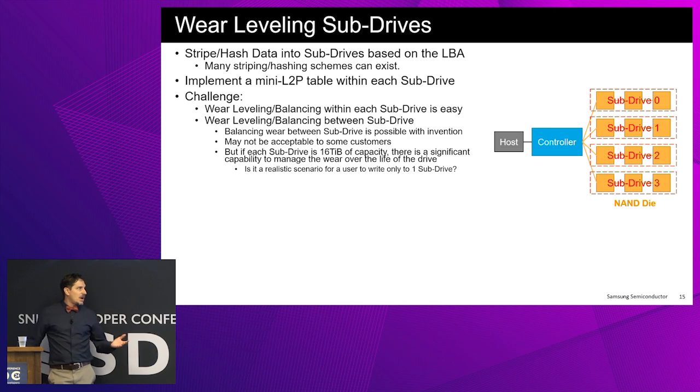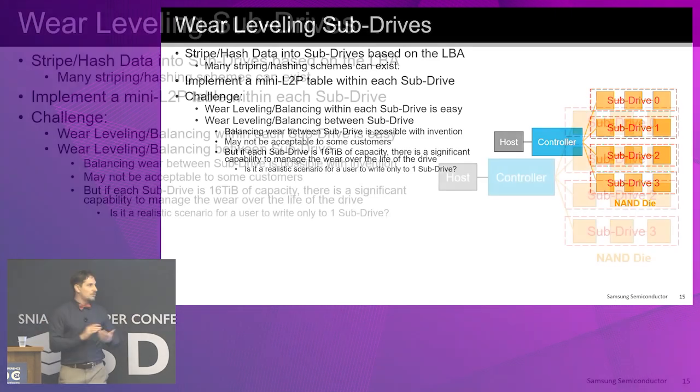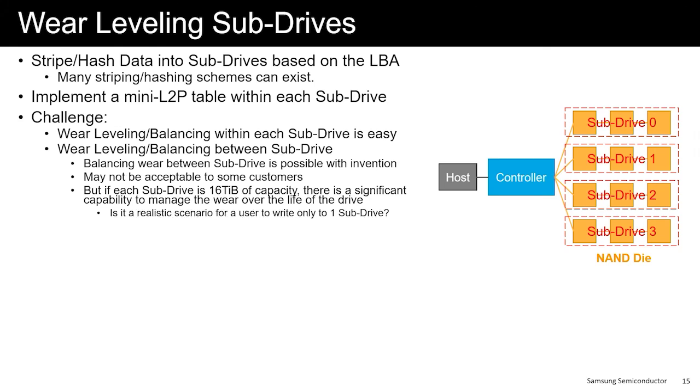We then have problems that there's a goal of, we have all of this NAND available. Ideally, we would love to be able to wear level and balance between this, right? We have all this extra capacity. Let's use the extra physical capacity to extend and provide the best endurance for the drive. This is more challenging and requires some invention. But even without that invention, it may not even be acceptable to some customers.